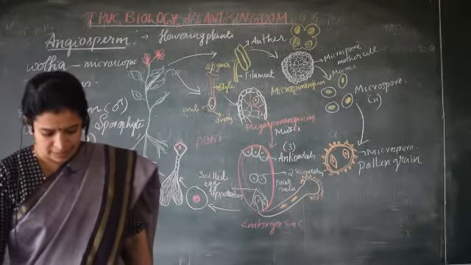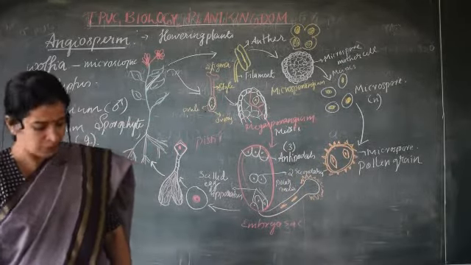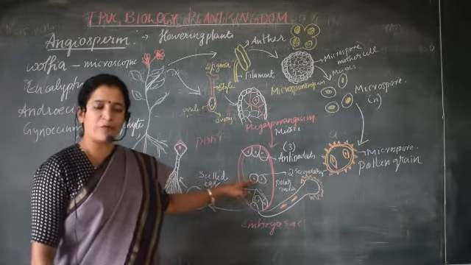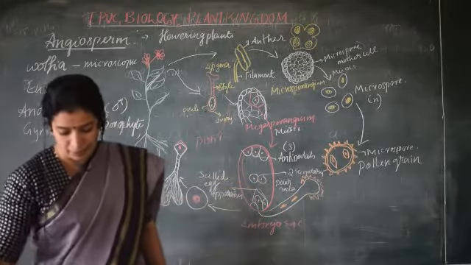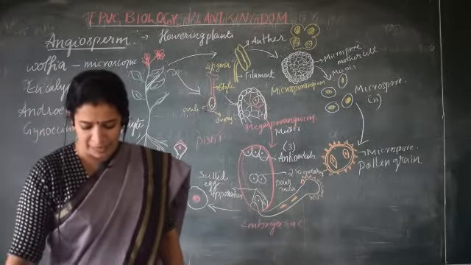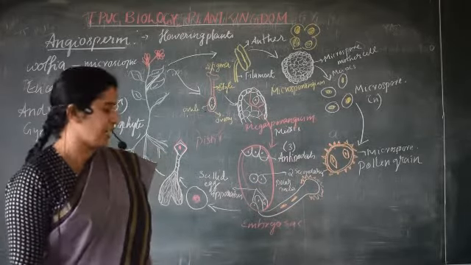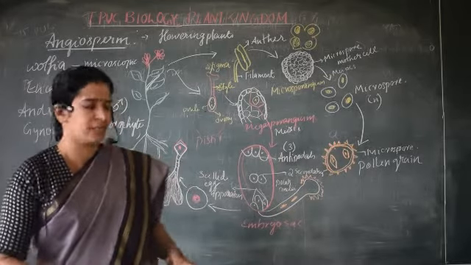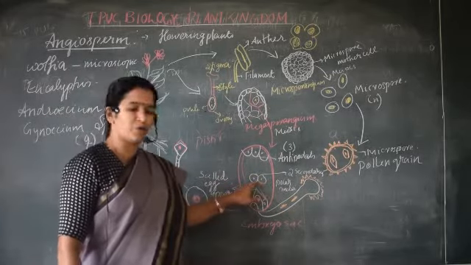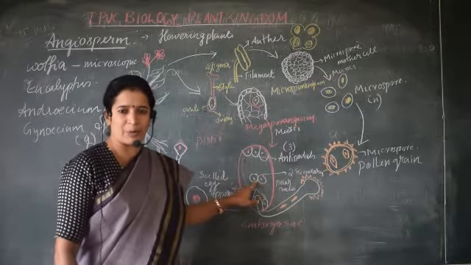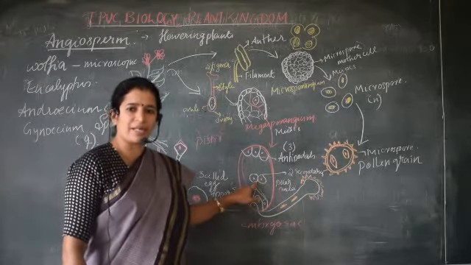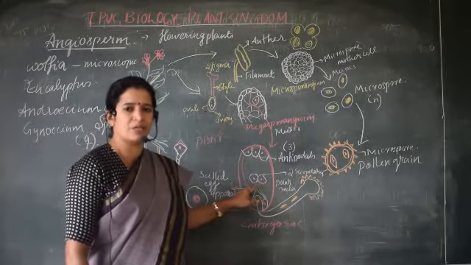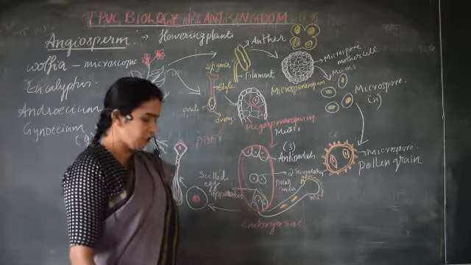Then let us understand, there are 2 polar nuclei, right? There are 2 nuclei in the middle, called polar nuclei. Since they are nearby, later they fuse together and form a diploid secondary nucleus.